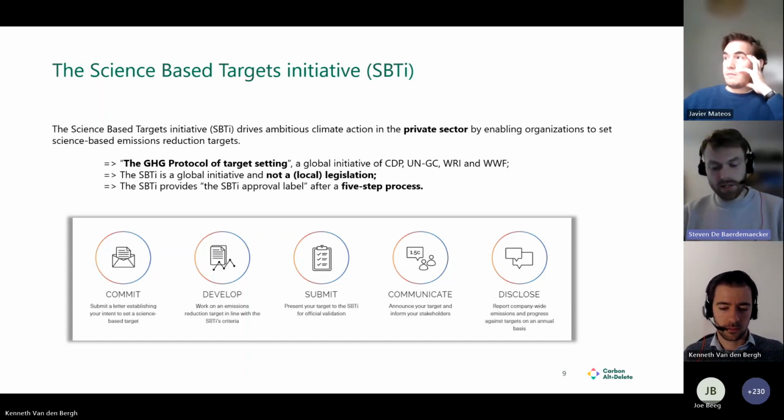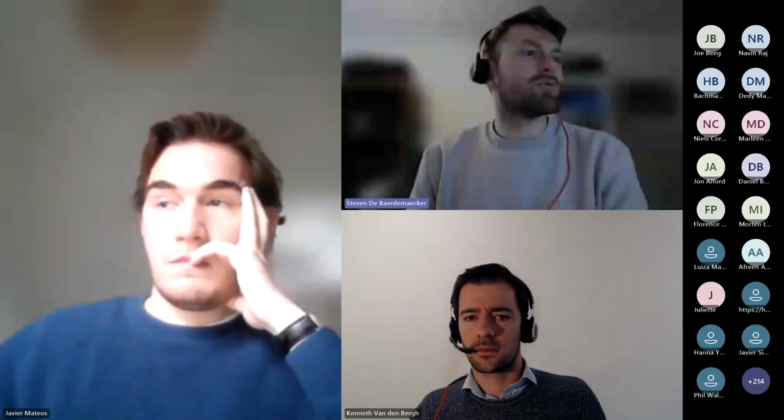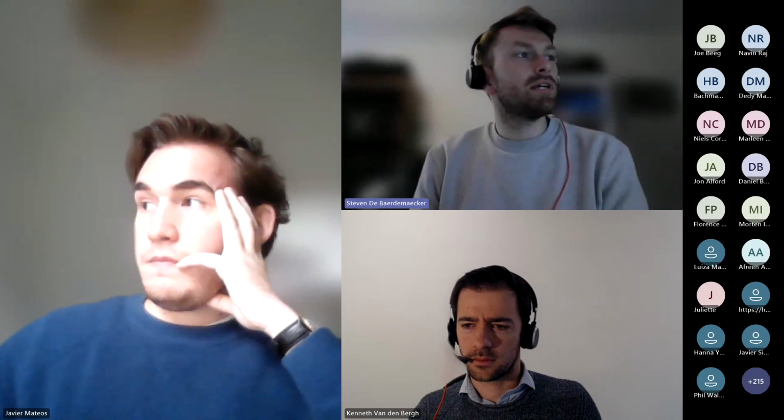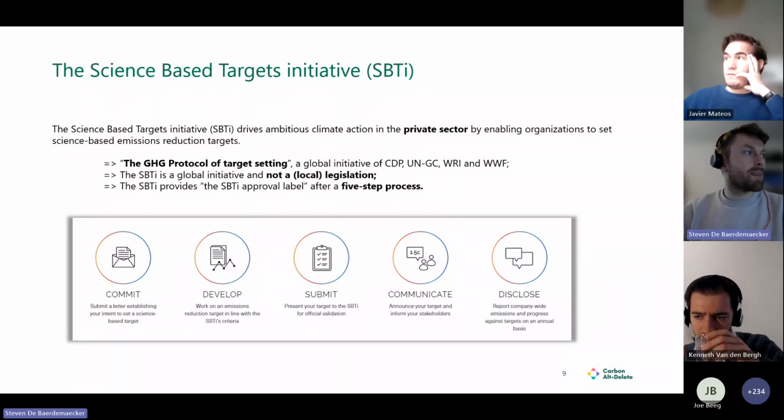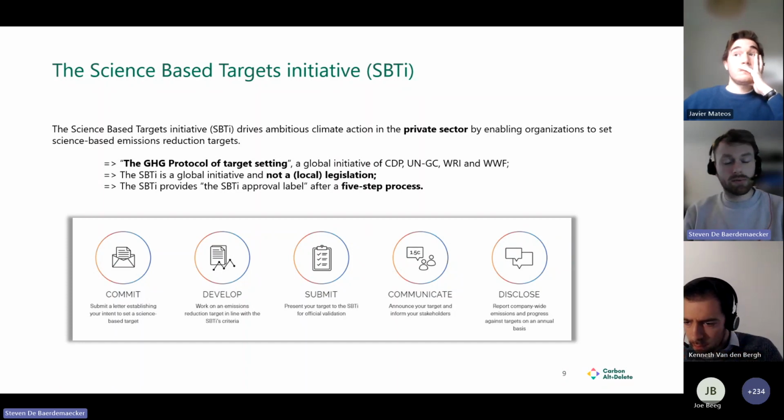And actually the initiators of the initiative were some that you will know: the CDP, UN, the WRI, and the WWF, also organizations involved in the Greenhouse Gas Protocol. And for me, the SBTi, or the Science Based Targets Initiative, is really like the Greenhouse Gas Protocol of target setting. It's the standard of target setting as the Greenhouse Gas Protocol is of accounting.